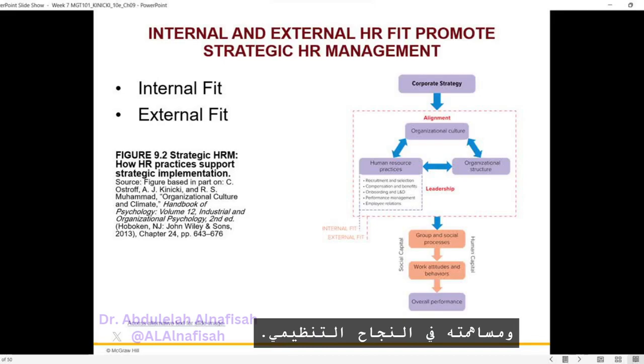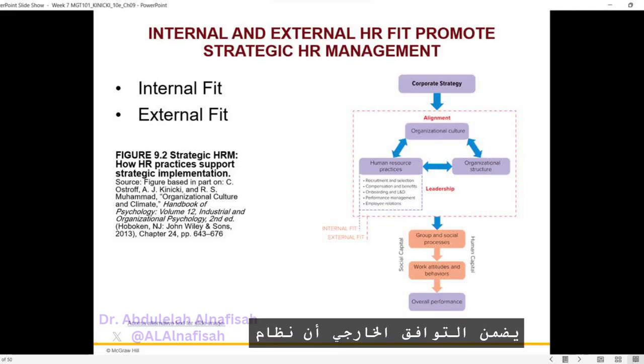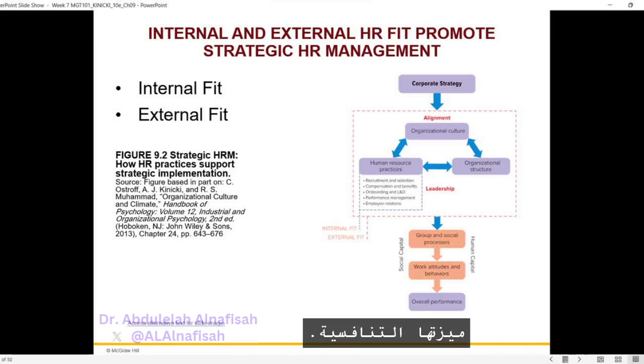Both internal fit and external fit are vital for maximizing the effectiveness of the HR system and its contribution to organizational success. Internal fit ensures that HR policies and practices work harmoniously together, reinforcing desired behaviors and outcomes. External fit ensures that the HR system aligns with the organization's culture and overall strategy, supporting the achievement of firm-level goals. By achieving both internal and external fit, organizations can create a cohesive and supportive HR system that strengthens their competitive advantage and drives desired outcomes.